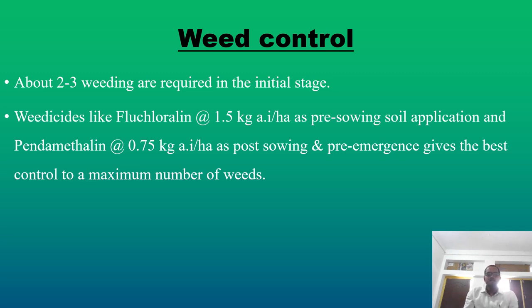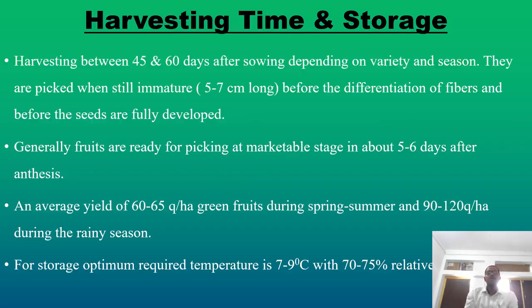So the next thing is weed control in okra. Weeds can be controlled either by the use of herbicides, or by 2-3 manual weedings. And if we are going for pre-emergence herbicides, we can go with pendimethalin or fluchloralin at the rate of 1.5 kg and 0.75 kg respectively. Both are pre-emergence herbicides.